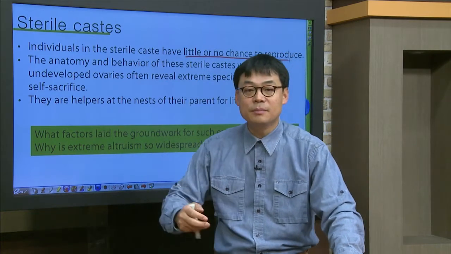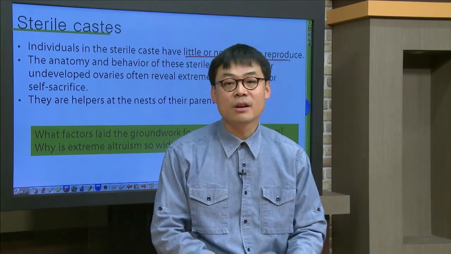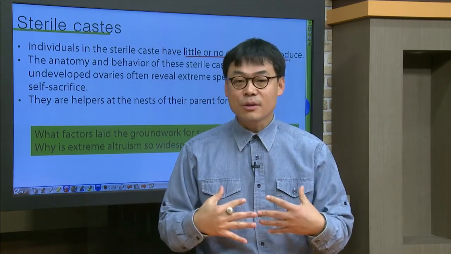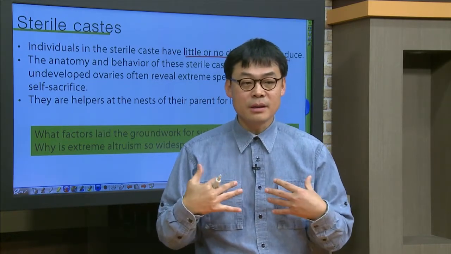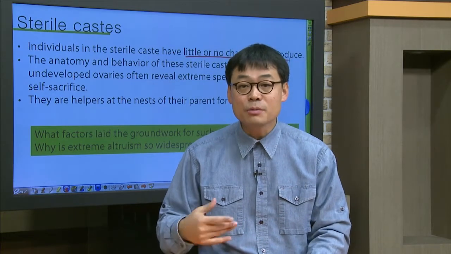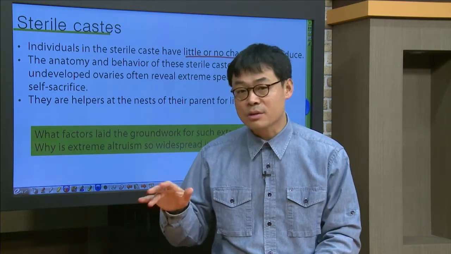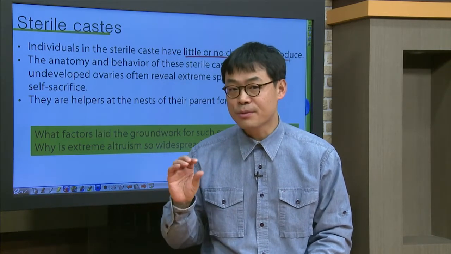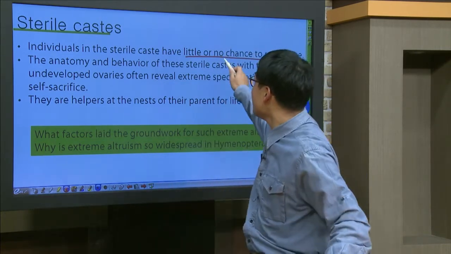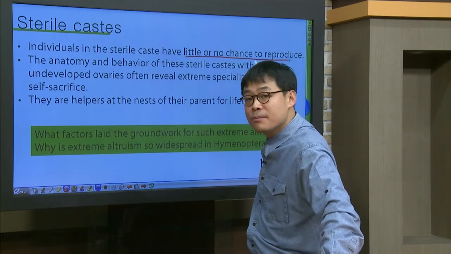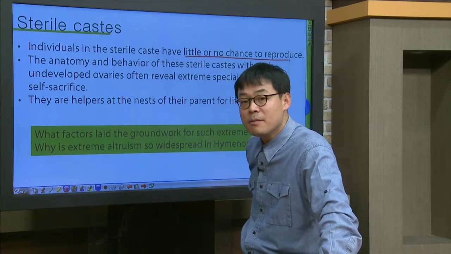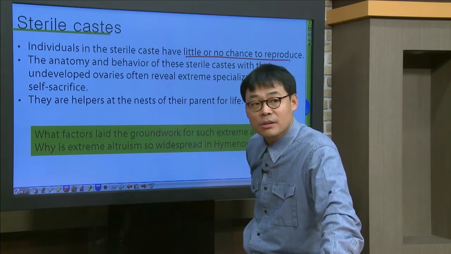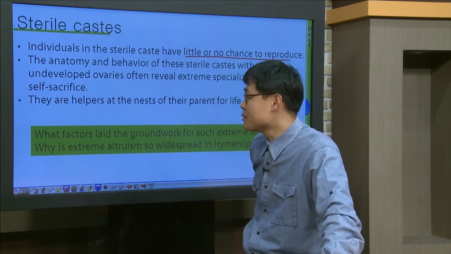When I explained the concept of fitness, I told you that animals, if they want to be successful, need to survive and reproduce. Survive and reproduce, but these ants have no ability to reproduce. Their morphology has been shaped in a way that they just serve the colony for life. They have no chance of reproducing.